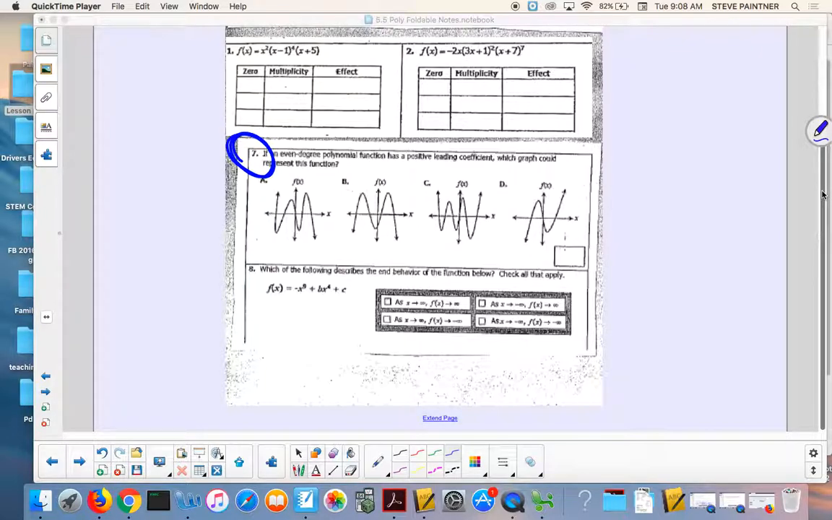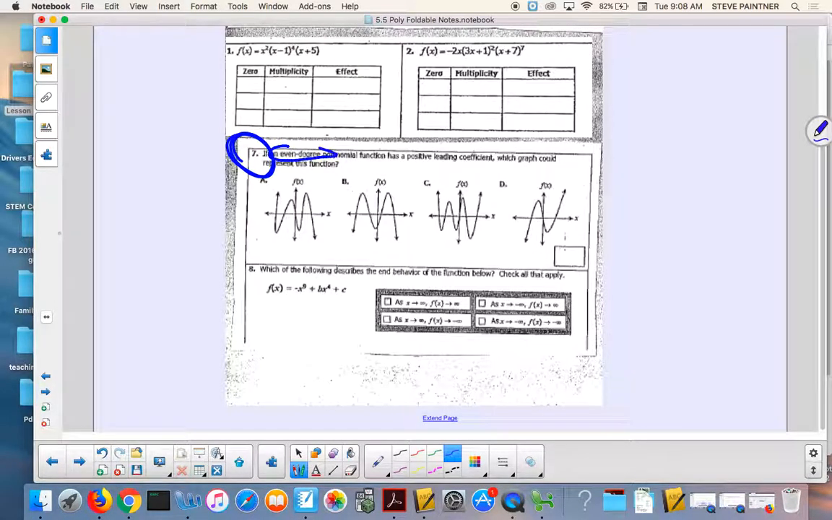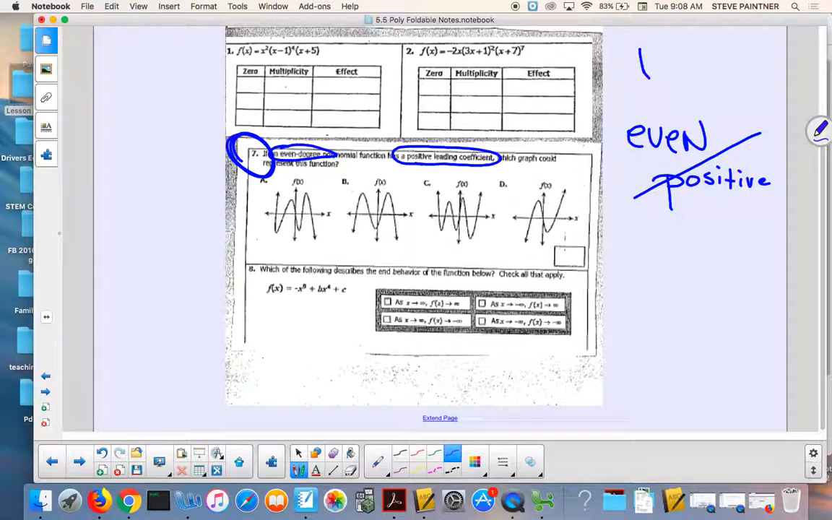It says if an even degree polynomial, okay, so it's even, has a positive leading coefficient. So not only is it even, it's positive. Now, even functions act like parabolas going up, up, or parabolas going down, down. What they do in between, I don't know, but it's either down, down, or up, up. Well, because it's positive, you're picking up, up, I hope. Right?